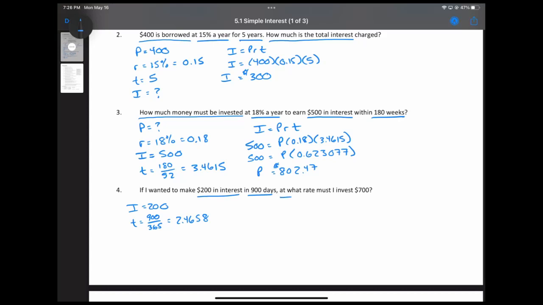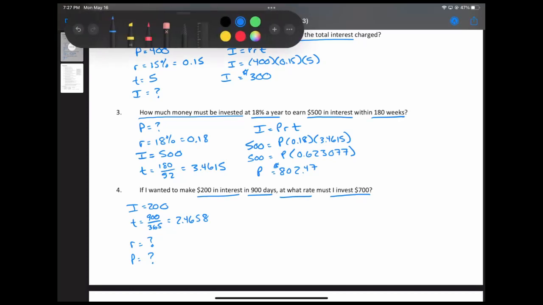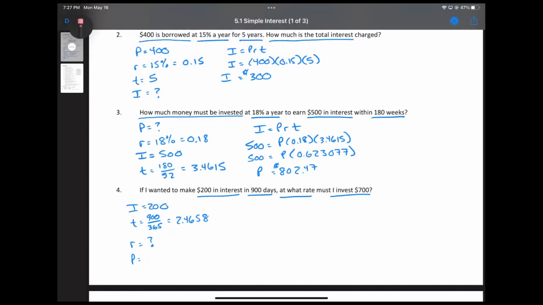Okay, at what rate? So it's asking us to find the rate. So I'm going to put rate equals question mark. And must I invest $700? So if I'm investing $700 at the beginning, that sounds like principal to me. Oops, sorry, that's not unknown. That's $700.